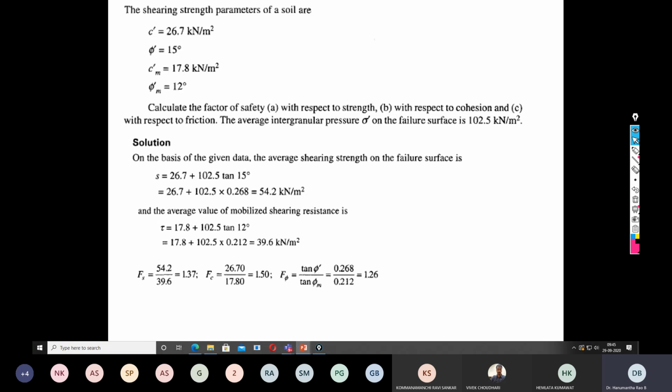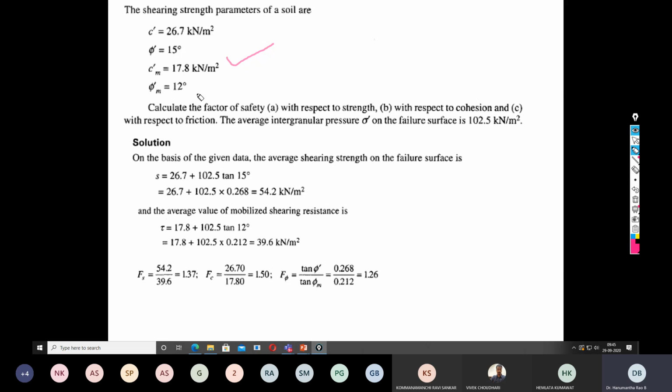Now let me address one of the most important things. When you look at this sum, the soil which has been considered in this sum remains the same. On that soil we determine the shear strength, and on that soil we determine the shear stress. C dash and C dash M, phi dash and phi dash M.